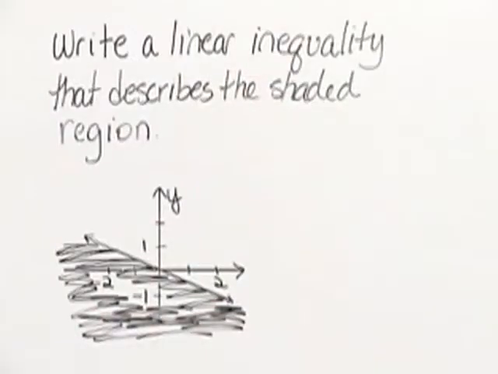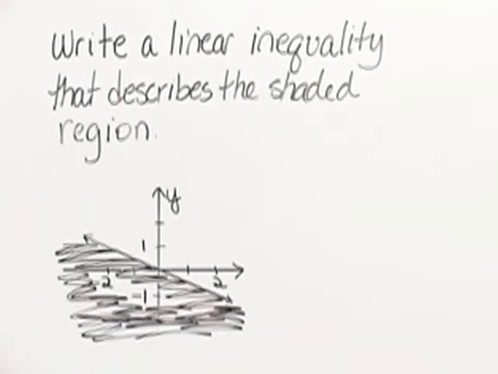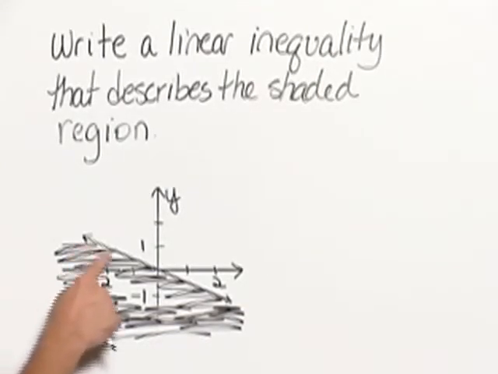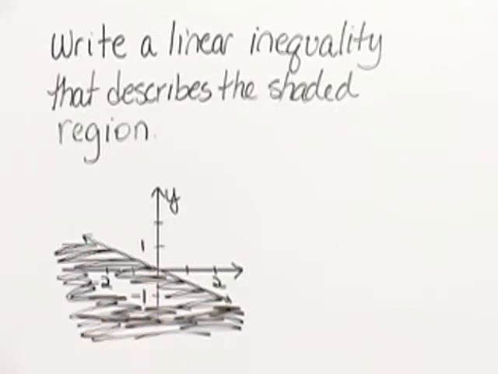In this series of exercises, we'll be examining linear inequalities. Write a linear inequality that describes the shaded region. We have a solid line passing through the origin. That tells us that the y-intercept is 0.